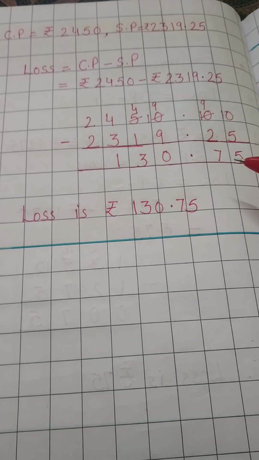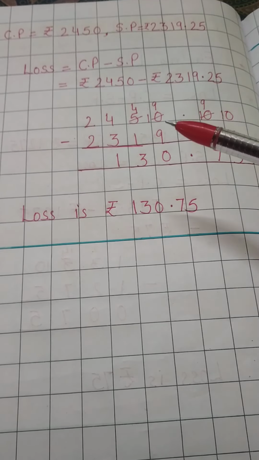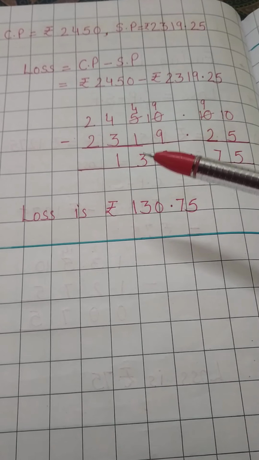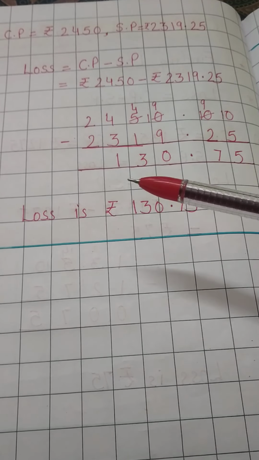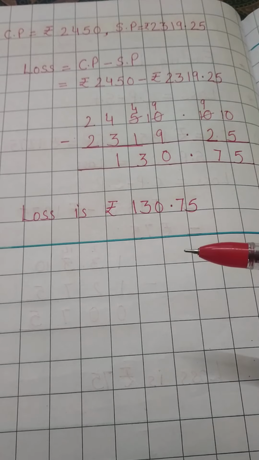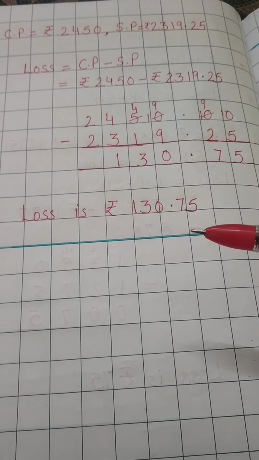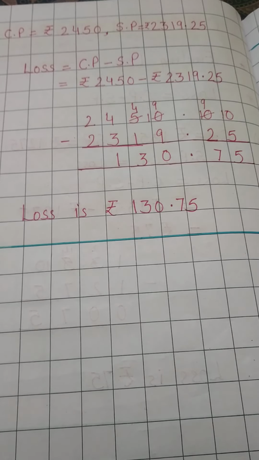10 minus 5, 5. 9 minus 2, 7. 9 minus 9, 0. 4 minus 1, 3. 4 minus 3 is 1. So this is the answer. The loss of this question is rupees 130.75, that means 130 rupees 75 paise. Understood? So do this question yourself.